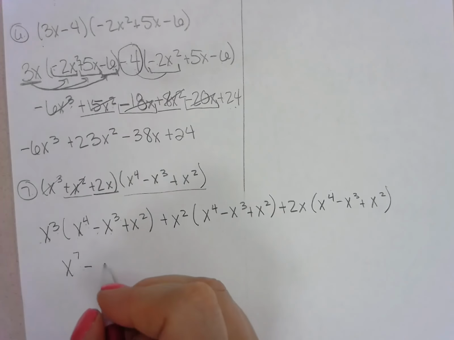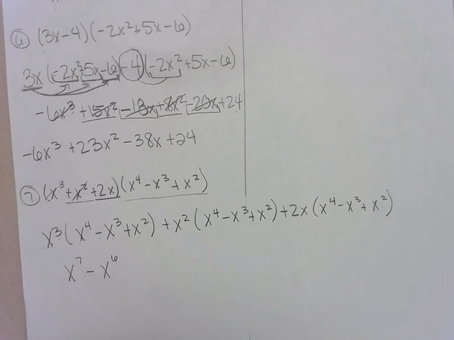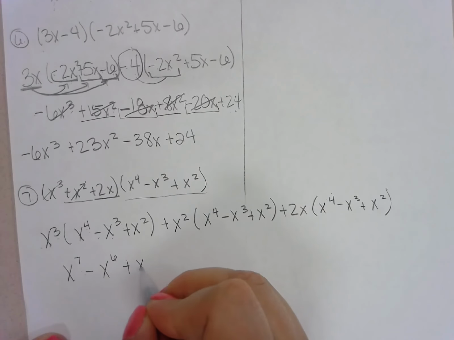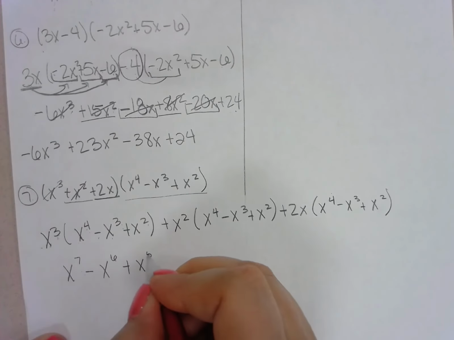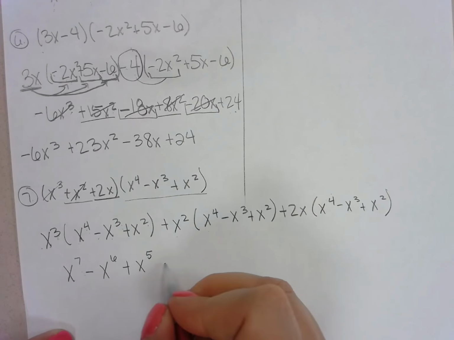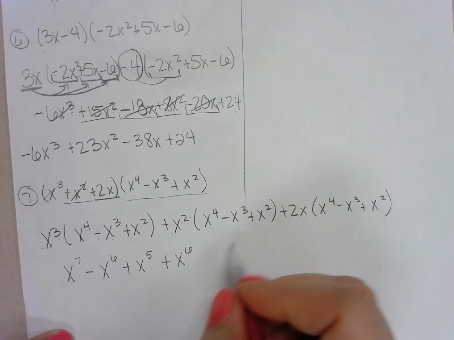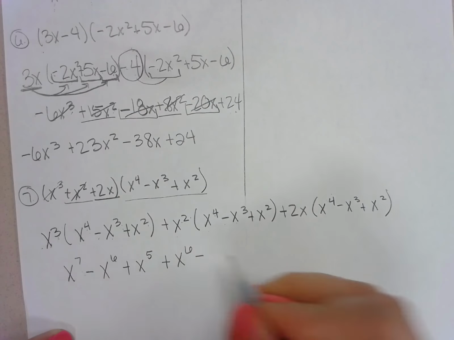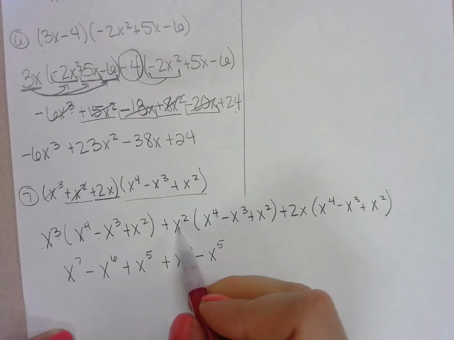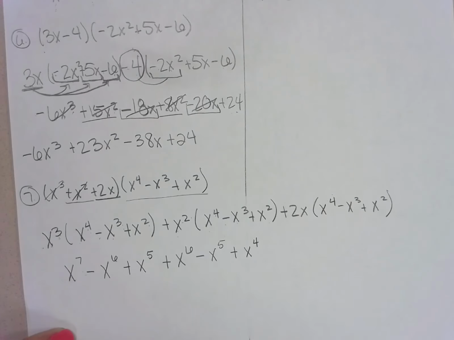X to the third times x to the third. Keep the base, add the exponents. So x to the third times x to the third is x to the sixth. Same thing. Positive times a positive is a positive. X, 3 plus 2 is 5. This is going to be positive x squared times positive x to the fourth. So we're going to get positive x to the sixth. A positive times a negative is going to give me a negative. Keep the x, add the exponents. And a positive times a positive is going to give me a positive. And x squared times x squared is x to the fourth.